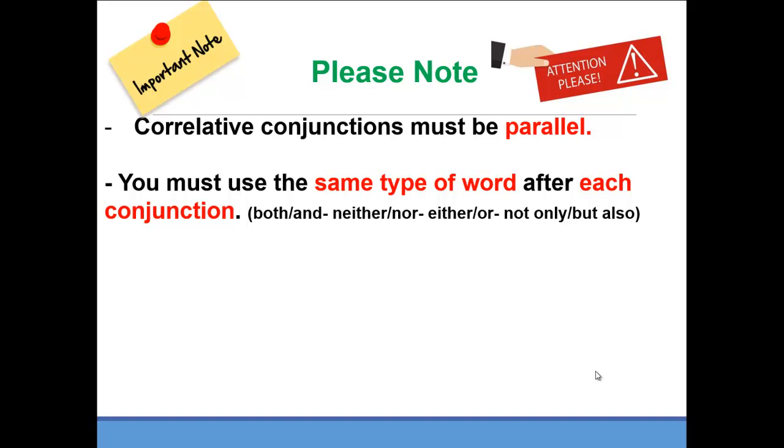If the first conjunction is followed by a noun, the second conjunction must be followed by a noun. If the first conjunction is followed by an adjective, the second conjunction should be followed by an adjective too. This works mainly with the conjunctions both and, neither nor, either or, not only but also. So this rule goes only for these four conjunctions. I will repeat them one more time for you. Both and, neither nor, either or, not only but also.